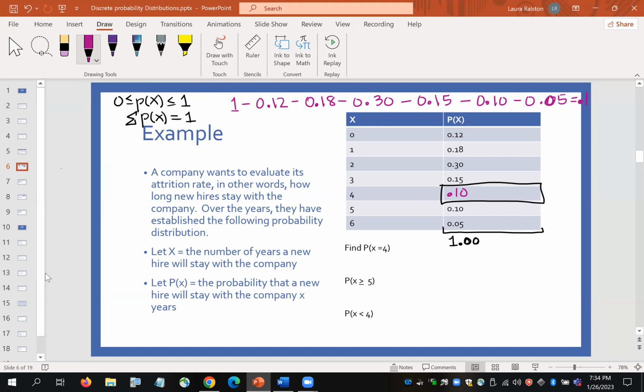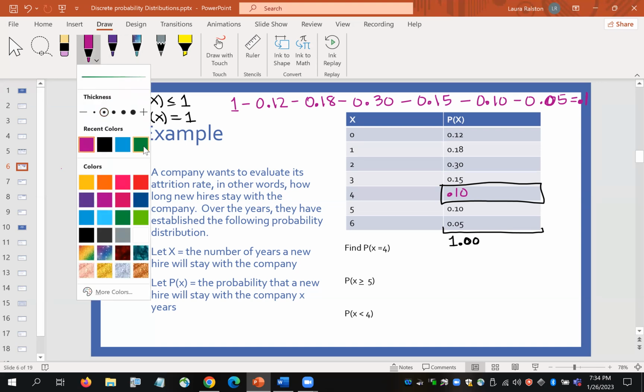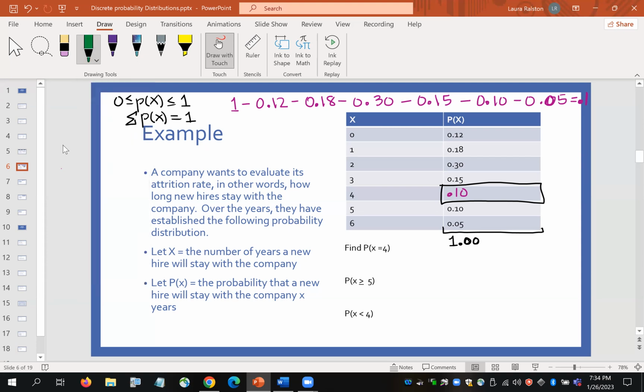So again, if I'm looking at this, I can now see that all of my probabilities are between 0 and 1, and now it totals to 1. I can also ask you some questions related to that particular table. For example, the first question here says, find the probability that X equals 4. Well, that's what we just did. That was the missing piece.